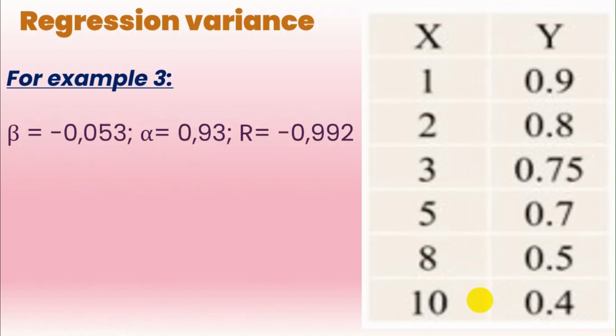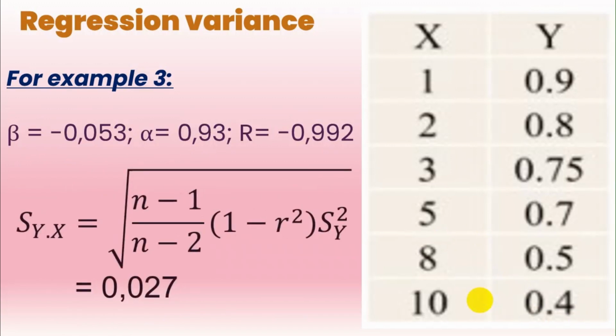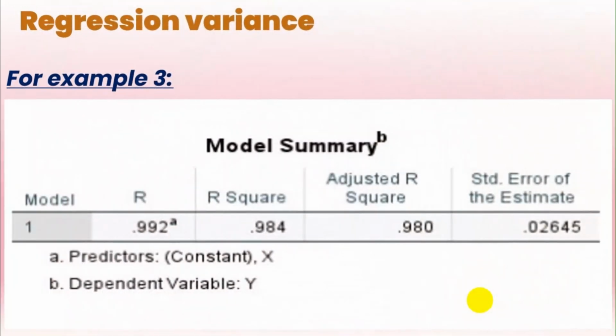By using the formula we can calculate the regression variation, which is equal 0.027. For example 3, model summary B. There, in model 1, R equals 0.992. You can see it in the picture.